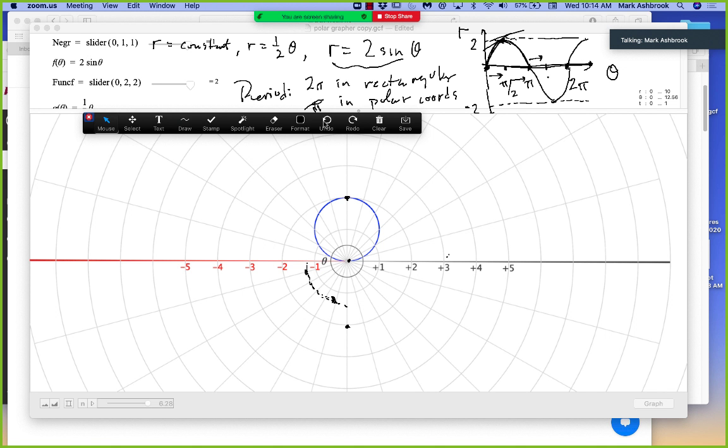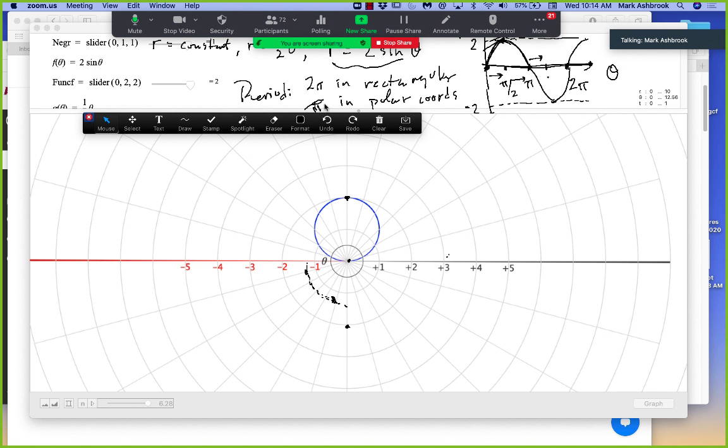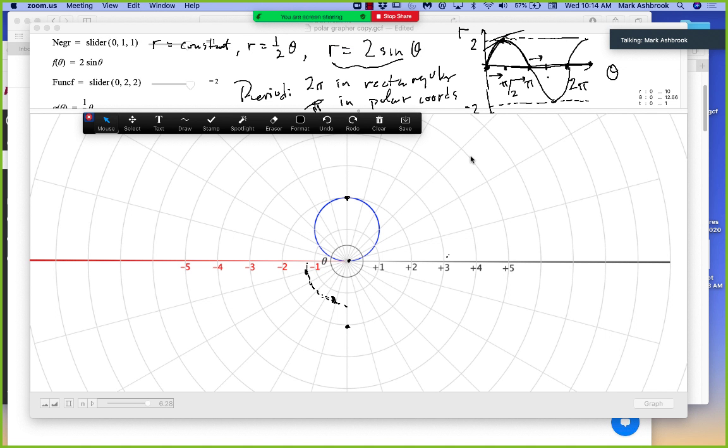So this is not always the case. With every polar graph, the comparison of the period in rectangular coordinates and polar coordinates will be different. There won't be a rule for that. In this case, our polar cycle is half as long as the rectangular cycle.